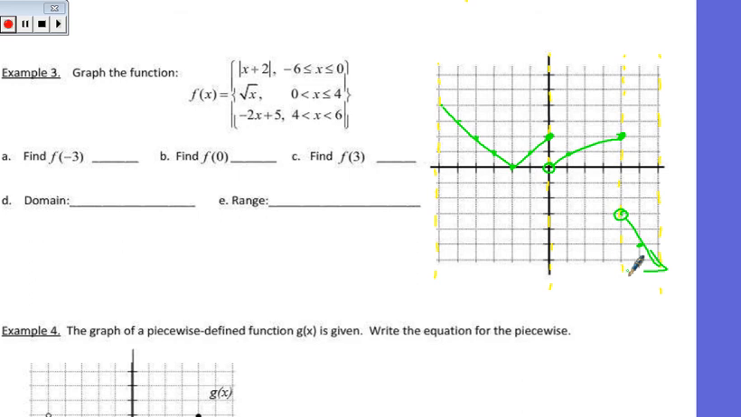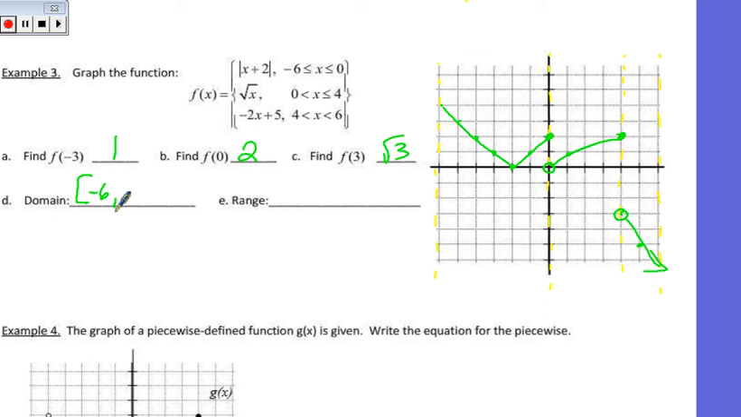If I'm looking at what is f of -3, I would be evaluating over here, so I'd get 1. F of 0, let's see here, if I'm just looking for f of 0, I'm going to include this over here, so it would be 2, because this is where the or equals to. And then find f of 3, I'd be in this range over here, so that would be the square root of 3.